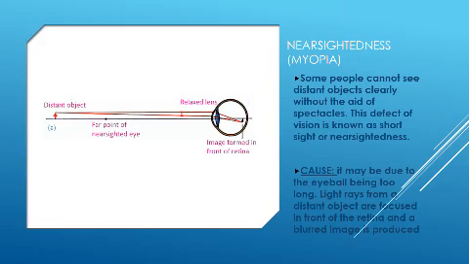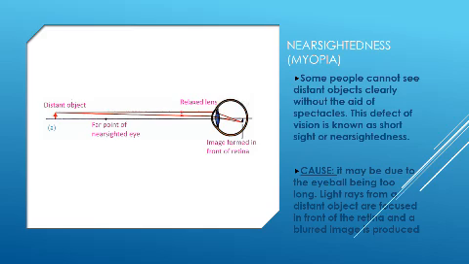There are two types of defects in the eye. One is nearsightedness, known as myopia. Some people cannot see distant objects clearly without the aid of spectacles. This defect of vision is known as short-sightedness or nearsightedness.